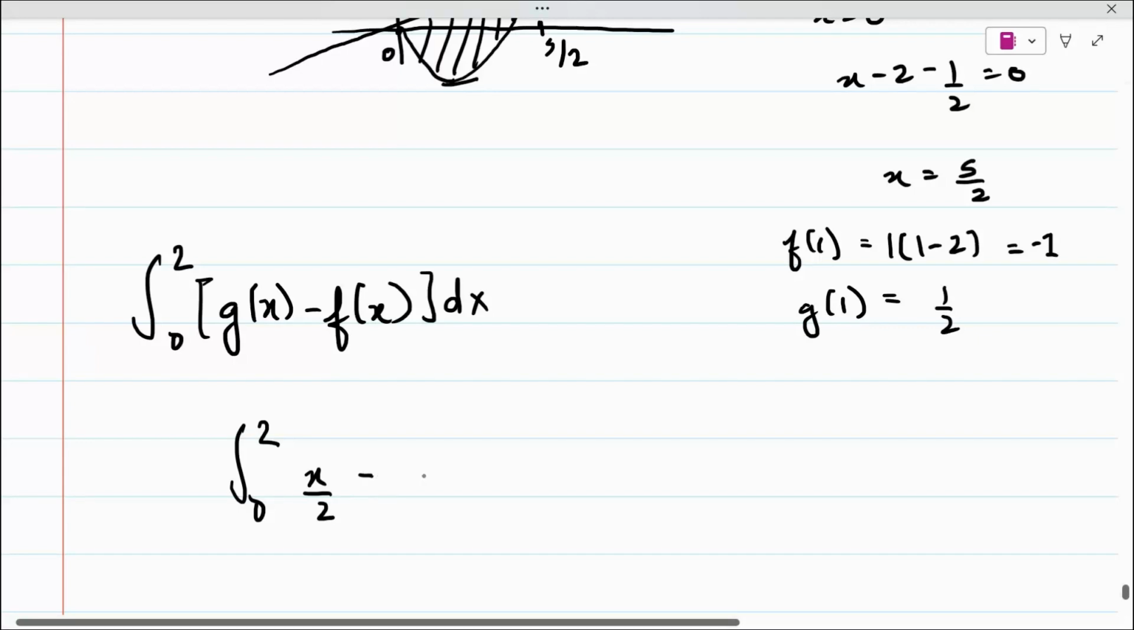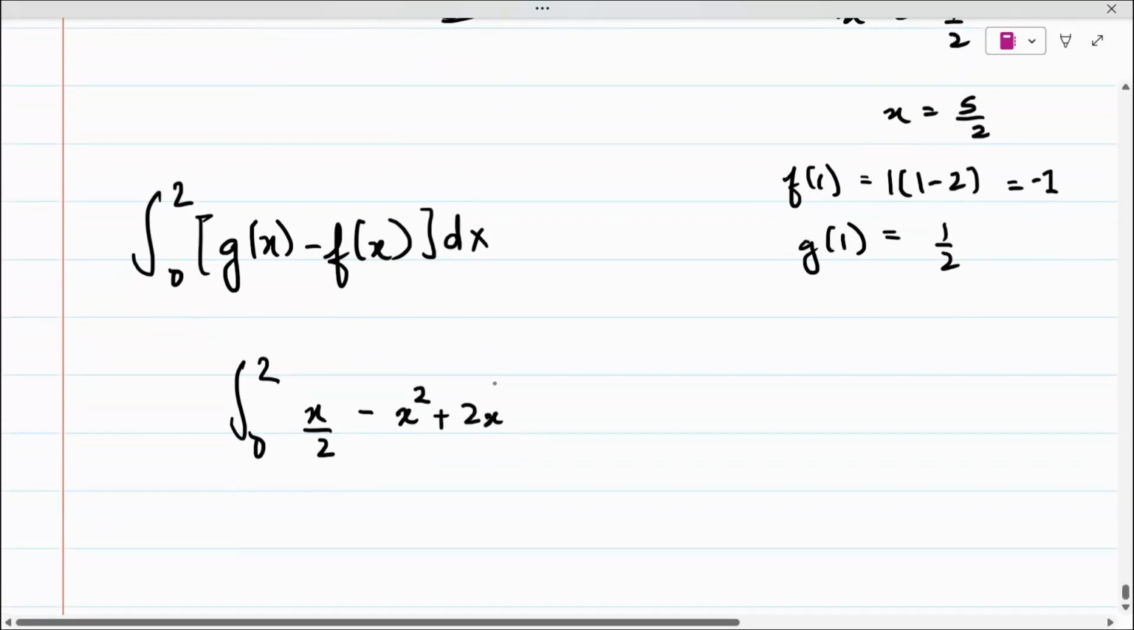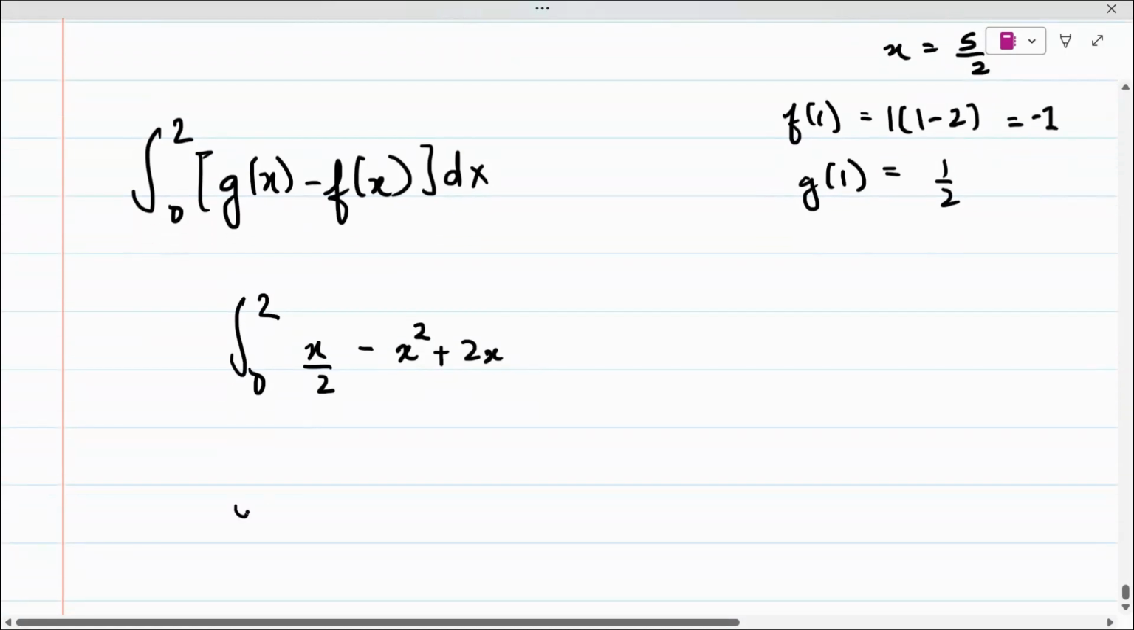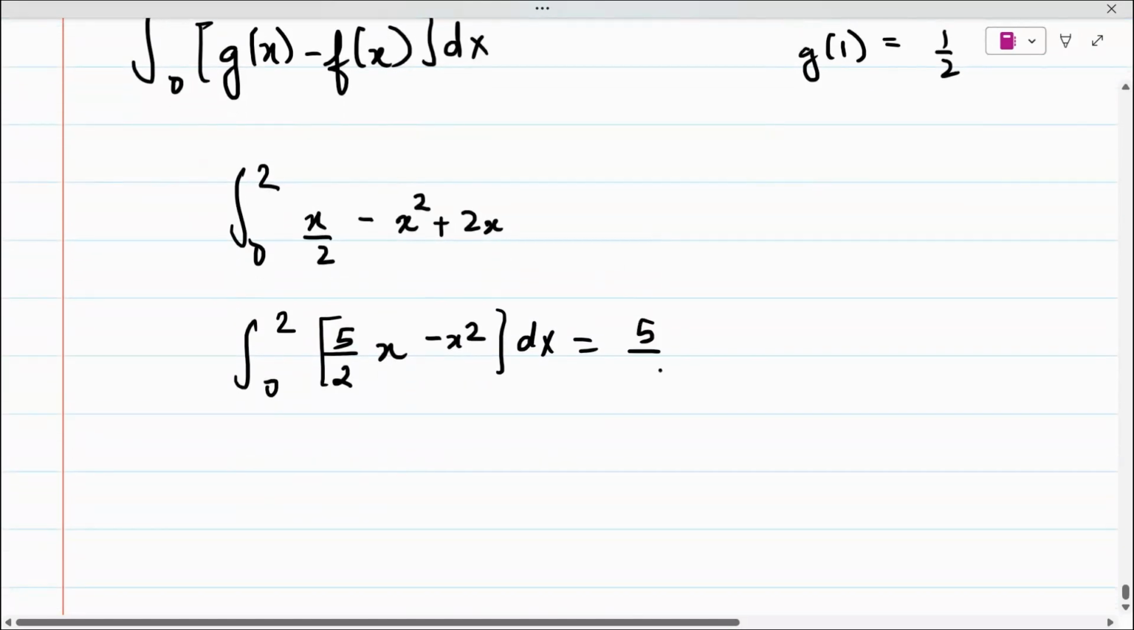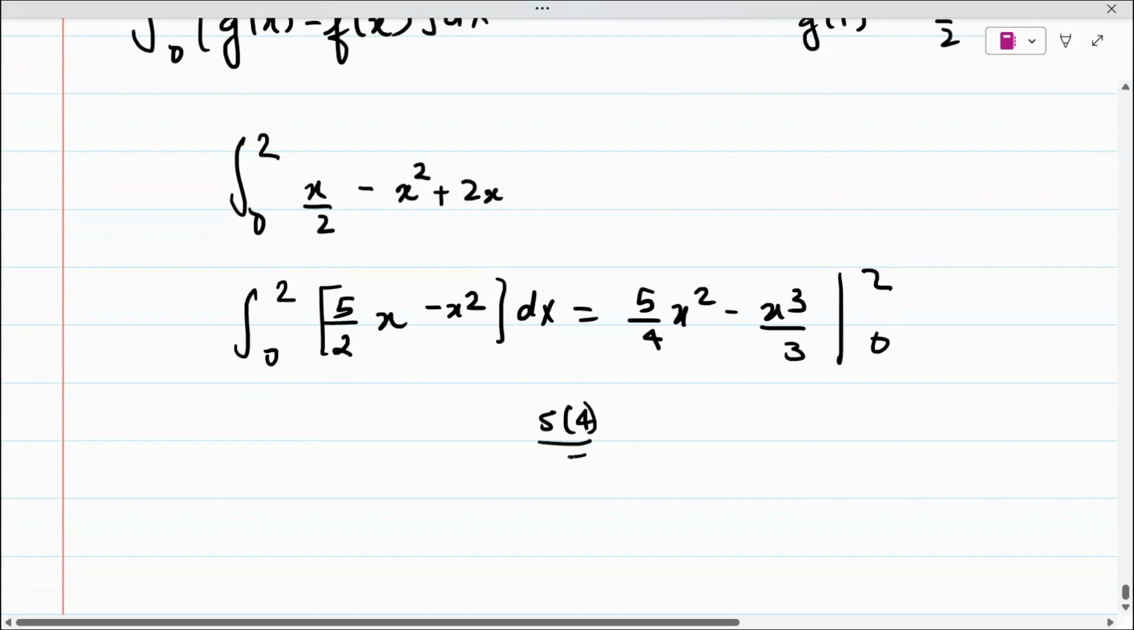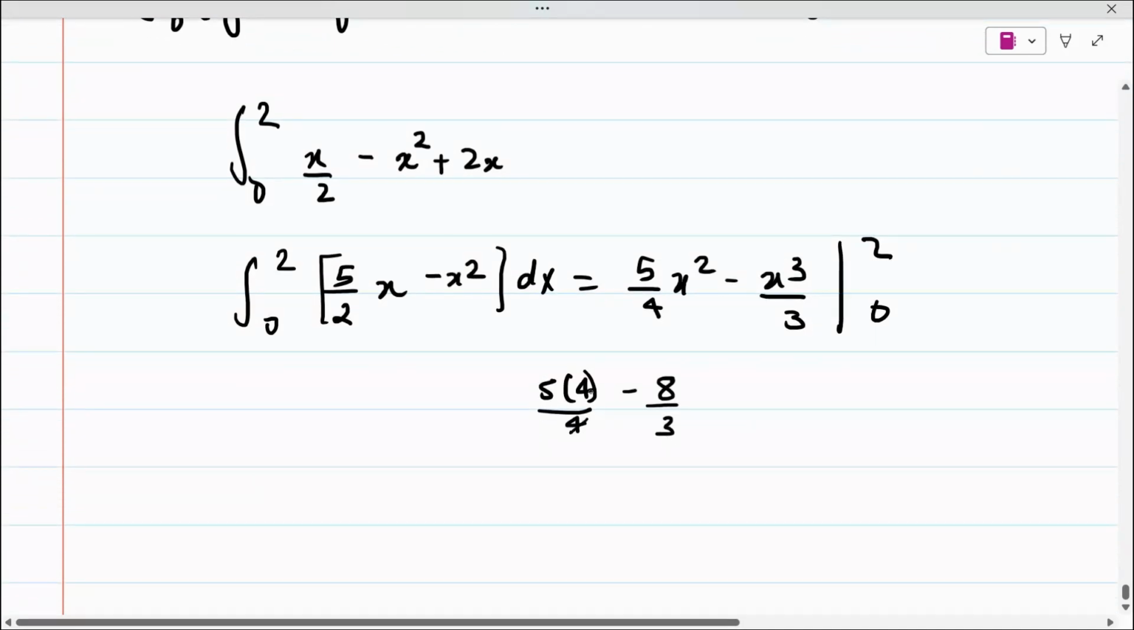x by 2 minus x plus 2x with minus x into 2x minus x square, which gives us 5 by 4, 1 minus 0, 3 x equals 0 1. Just 0 3.